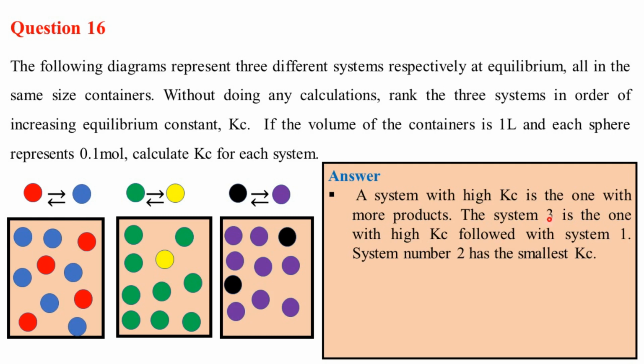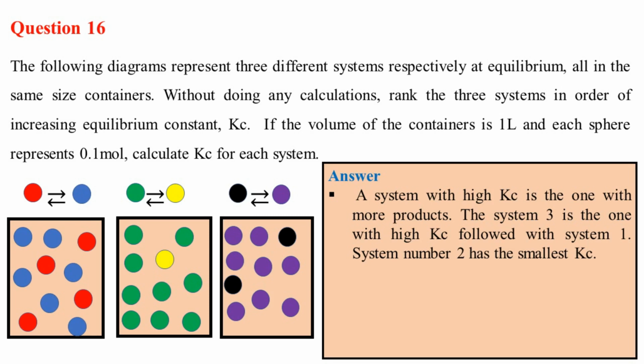So the system with the highest Kc is system number 3, followed by system number 1. Then system number 2 is the one which has the smallest value of Kc. You can see it has a small number of moles of the product. Only 0.1 mole of product is there, so it will have a very small Kc.